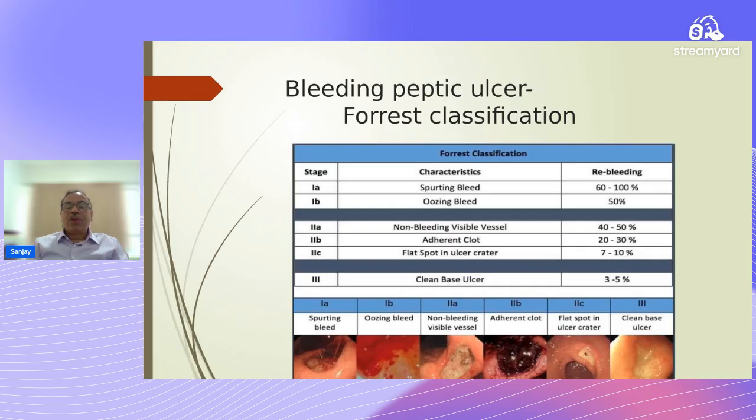And Forest classification 3 has a clean base ulcer with no evidence of any recent or past hemorrhage, and the risk of rebleeding is absolutely less. It's about just 3 to 5%. So this is the Forest grading, the Forest classification of a bleeding peptic ulcer. It also tells you the risk of rebleeding depending on the class of Forest grade.